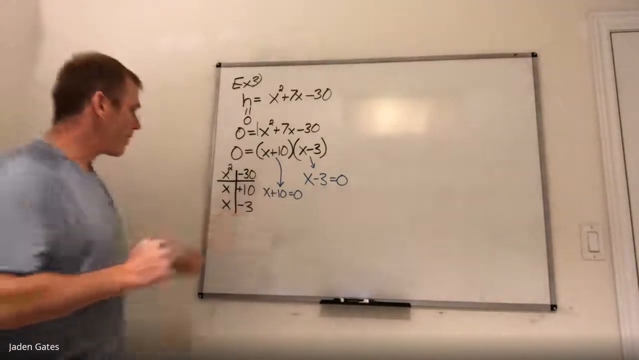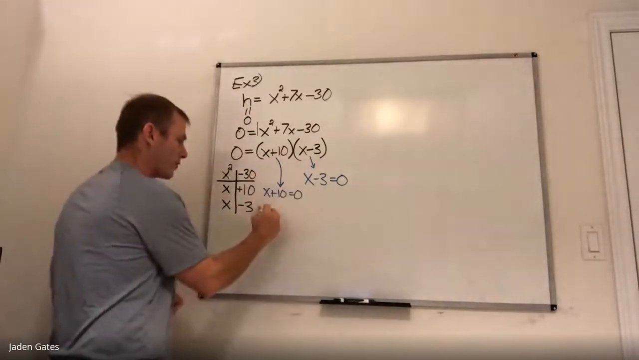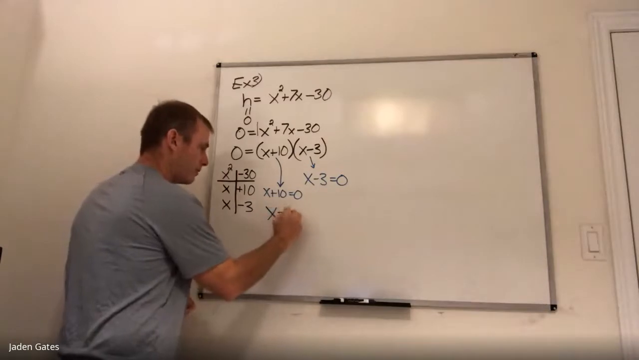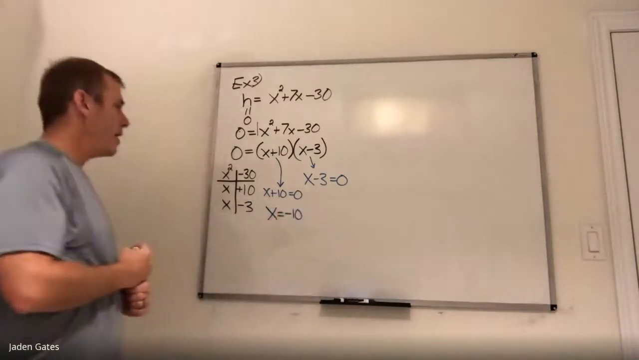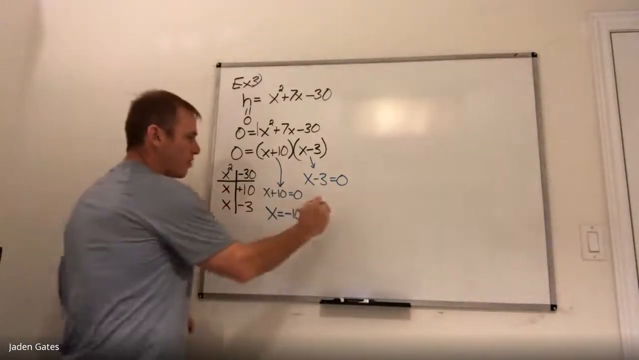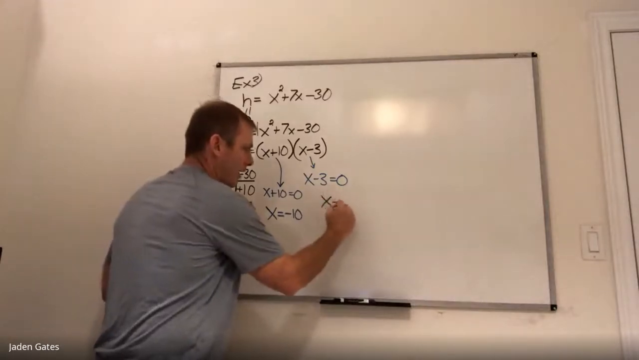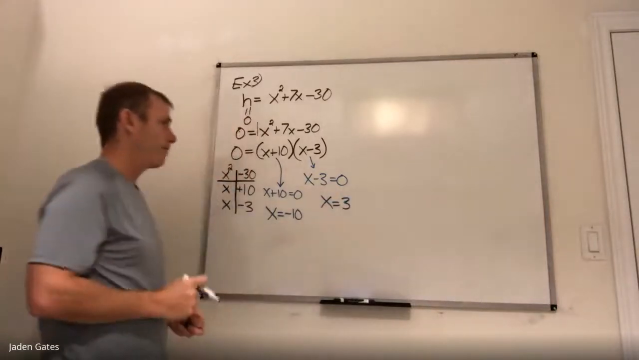All right, so I solved my first equation. I moved the 10 over to the other side, and it becomes a minus 10. And on the second equation here, I move the negative 3 over to this side, and I get a positive 3.